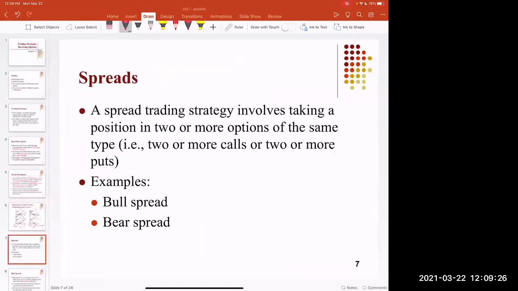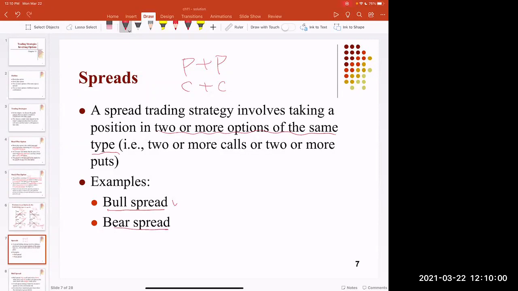We're going to talk about spreads. Spreads involve taking a position in two or more options of the same type. So that is one type of C plus another C, or one P plus another P. They are not combined together, just the same type. Examples are bull spreads and bear spreads.